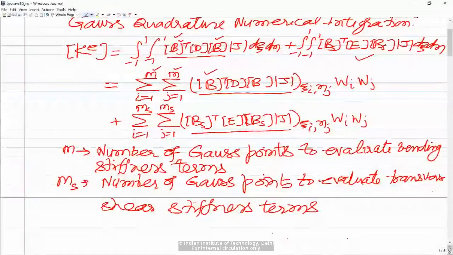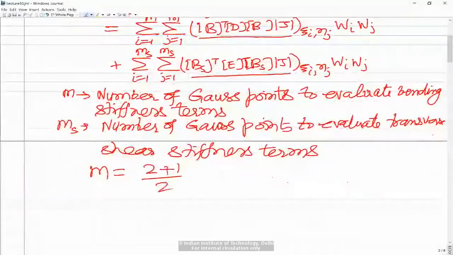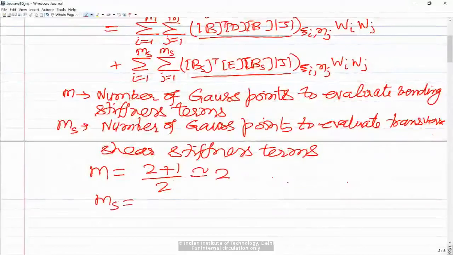So how do we choose the number of Gauss points? m is taken as whatever is the highest power of xi or eta in the integrand plus 1 divided by 2. In this case, the highest power is 2, plus 1, divided by 2, and then this is approximated to the next integer. So m will be taken as 2.